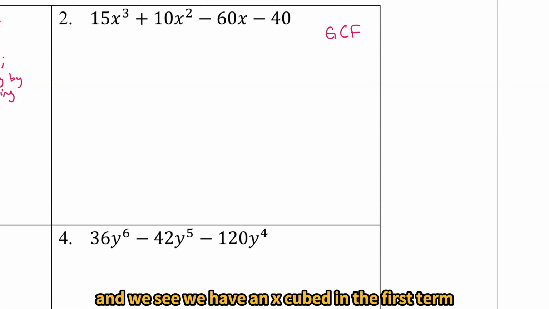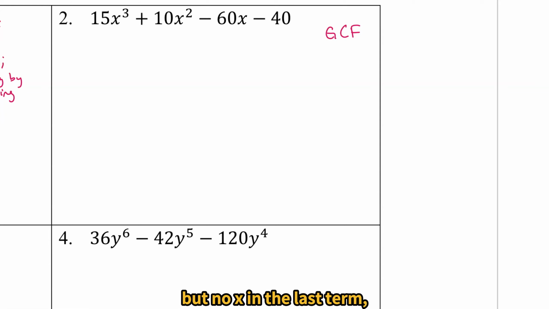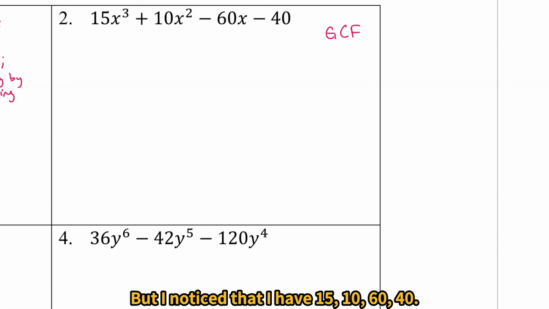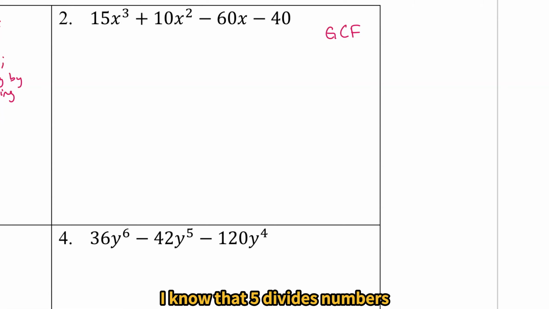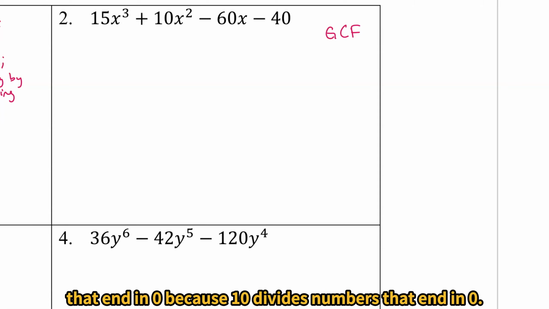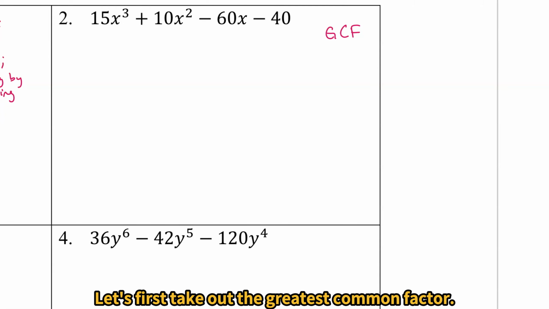And we see we have an x cubed in the first term, but no x in the last term, so we don't have any variable factors. But I notice that I have 15, 10, 60, 40. These 4 numbers are all divisible by 5. I know that 5 divides numbers that end in 5, and 5 divides numbers that end in 0, because 10 divides numbers that end in 0. Let's first take out the greatest common factor.